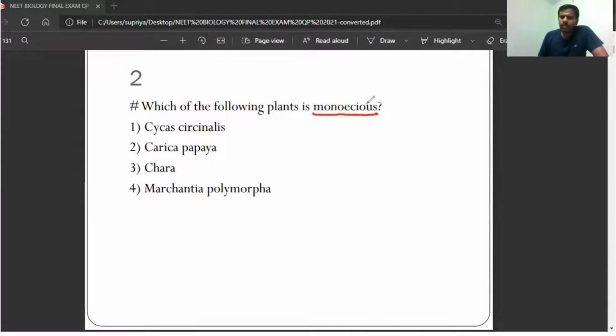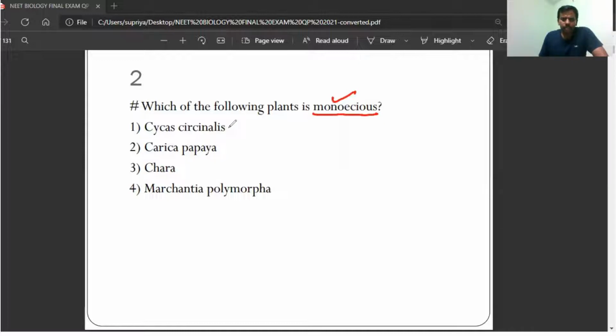Monoecious means if male and female flowers or male and female sex organs are present in the same plant, then you can call it a monoecious plant. If the male flower is in one plant and the female flower is in another plant, then you can say that is a dioecious plant, right? Now see the options. We have to identify the monoecious plant where both male and female sex organs are present on the same plant.